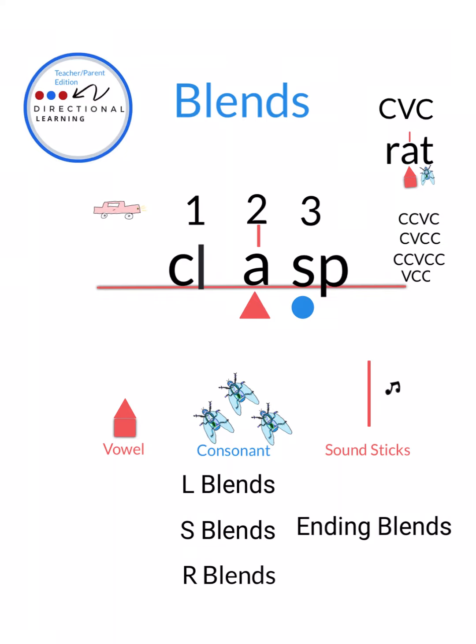So today we're going to be working on our L blends, our S blends, our R blends, and our ending blends. All these blends are going to be in our words that we decode, but it should be super easy for the student if they know their blends. Now, if they don't know their blends, then guess what? We have videos that show you how to teach your student the L blends, the S blends, the R blends, and the ending blends. We're moving on to larger words.